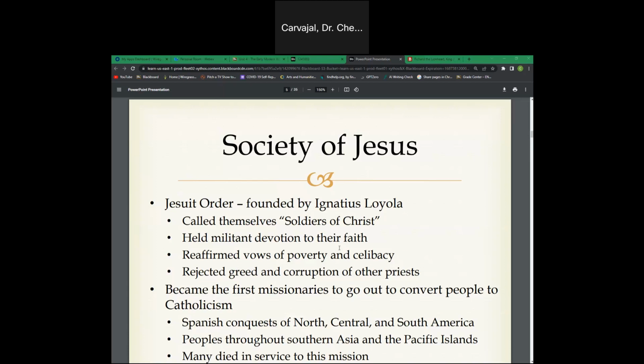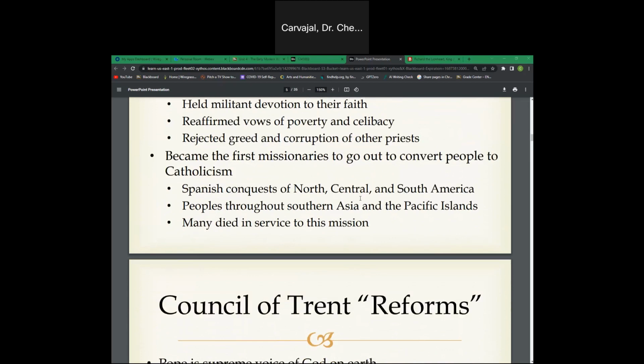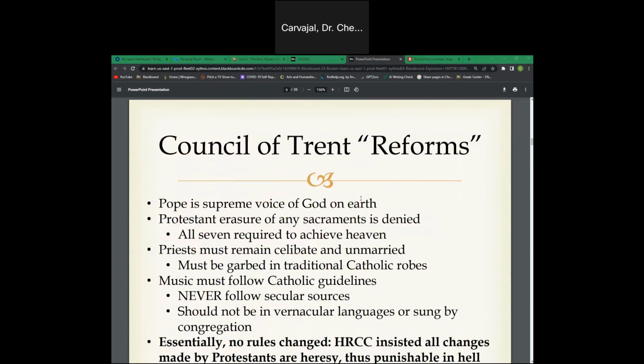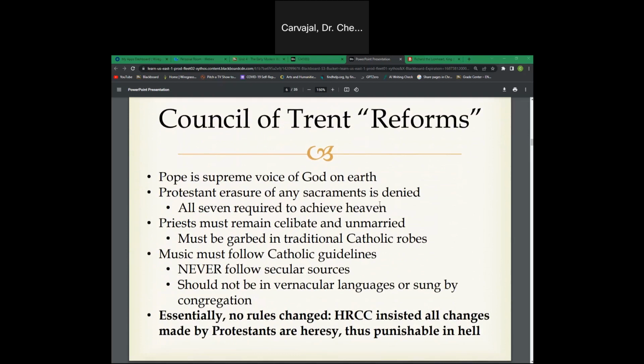And so certainly this is the first time that kind of thing happened. They weren't conquistadors out there taking money. Their whole goal was to convert people to Catholicism. Now, the other thing, of course, here's a better listing of the reforms. They weren't really reforms. So what they did is essentially, as I said, they doubled down.